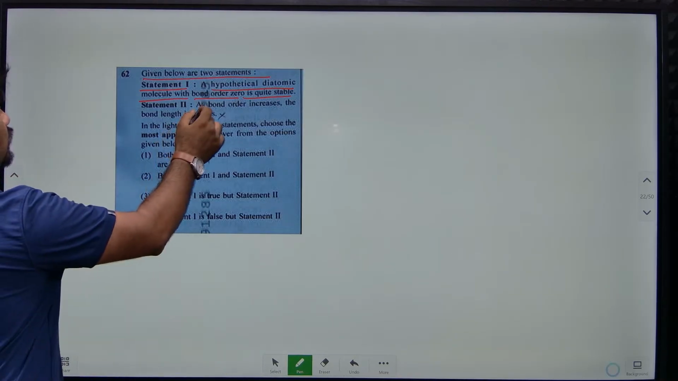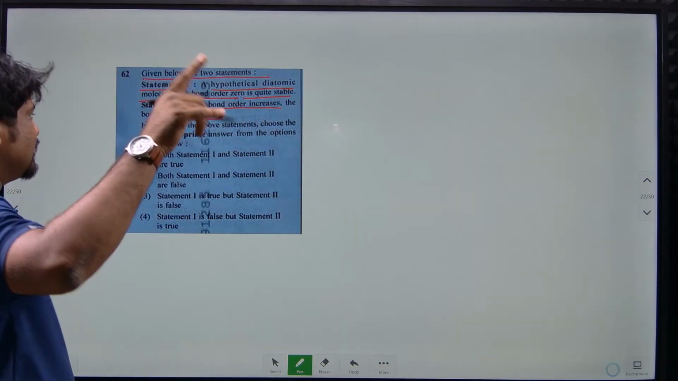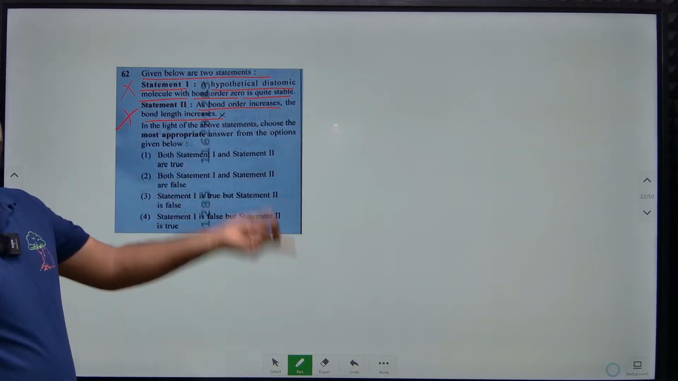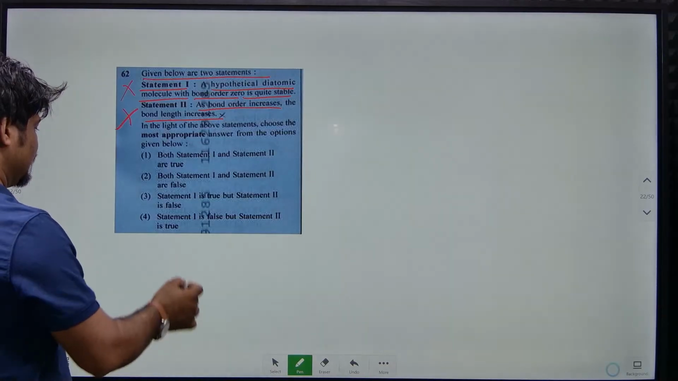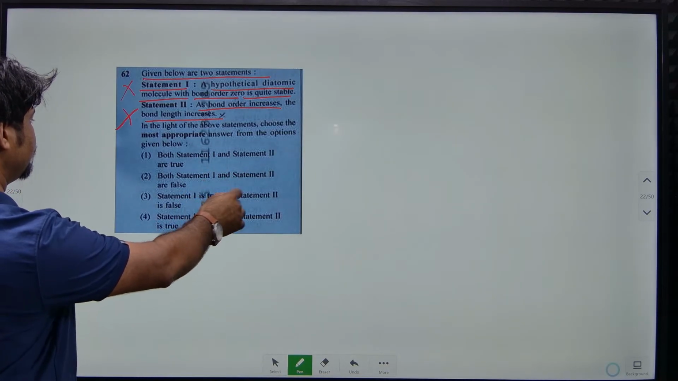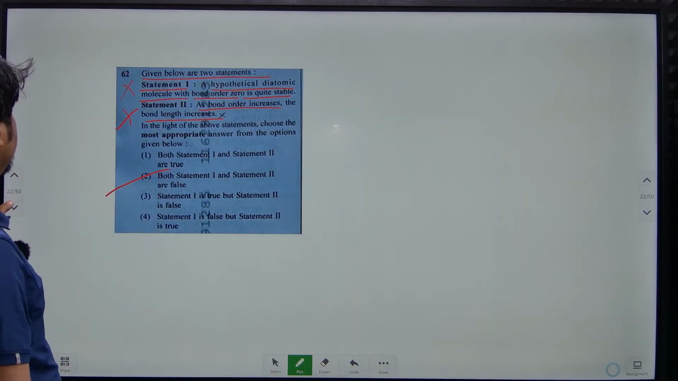Go to statement 2. As the bond order increases, bond length increases. Actually, as bond order increases, bond length should decrease. So statement 2 is also incorrect. Both statement 1 and statement 2 are false. Option 2 is the right answer for the question.